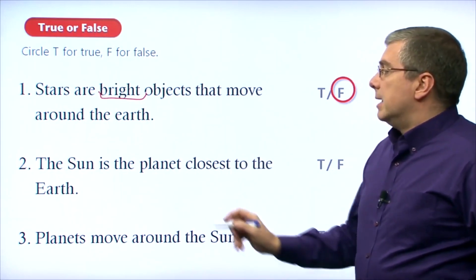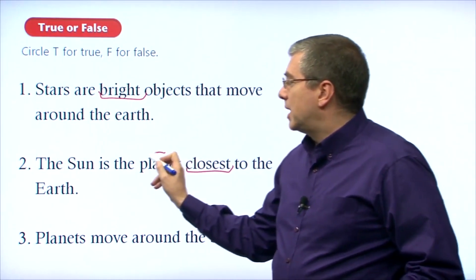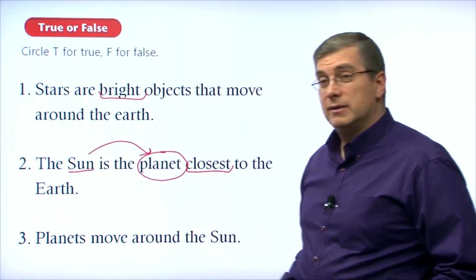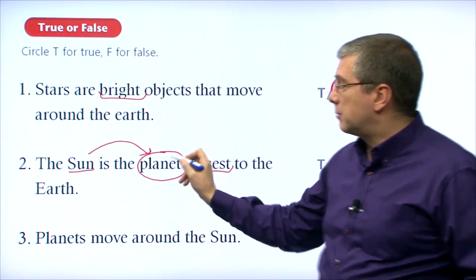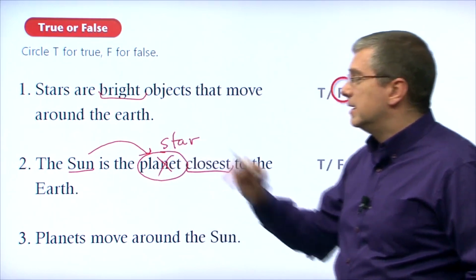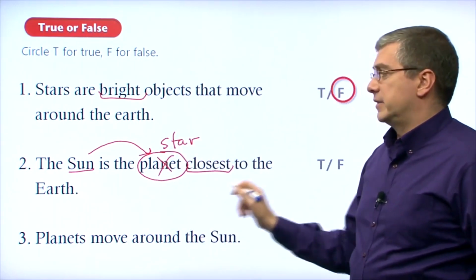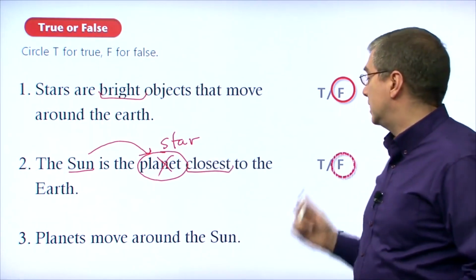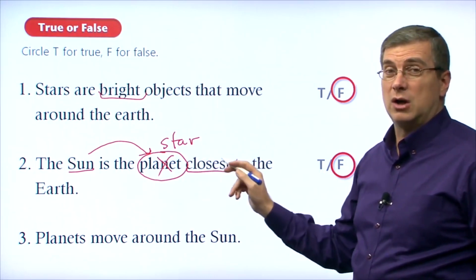Number 2, the sun is the planet closest to the Earth. Is the sun a planet closest to the Earth? That's not true. The sun is not a planet. The sun is a star. So this sentence is not correct. The sun is the star closest to the Earth. That would be correct, but we have to change the sentence to make it correct, so it is false. The sun is not a planet, the sun is a star.